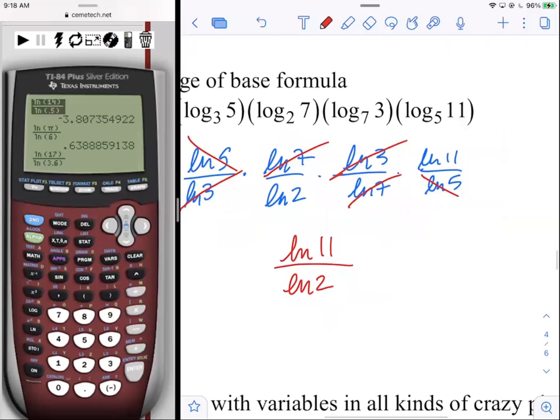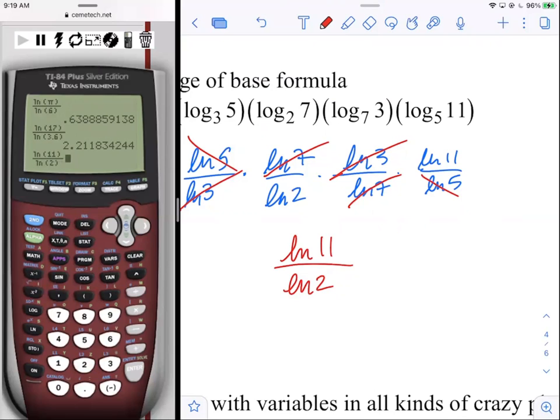which, if I want to approximate that, is a lot easier to type into the calculator. Indeed it is. So now let's do that. Come down here, alpha y equals enter, or alpha x for y'all. 2 to what power is 11?